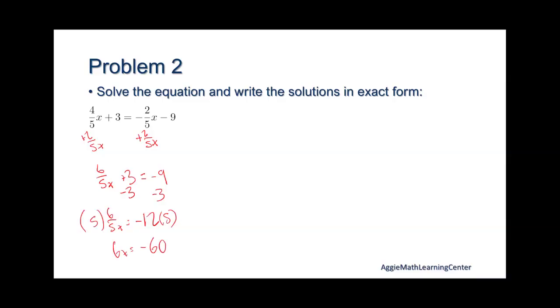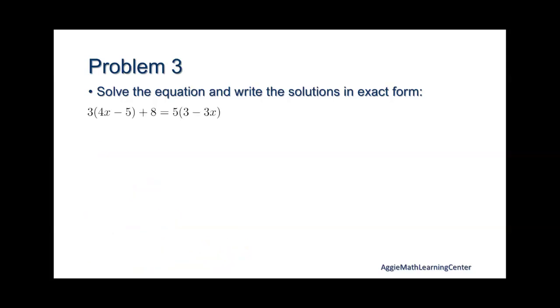And then anything else we need to do? Divide by 6. Divide by 6, right. Nice and easy. Divide by 6. All right, get x all by itself, no numbers in front of it. We're left with x equals -10. Our solution's over our work, but x equals -10 inside.